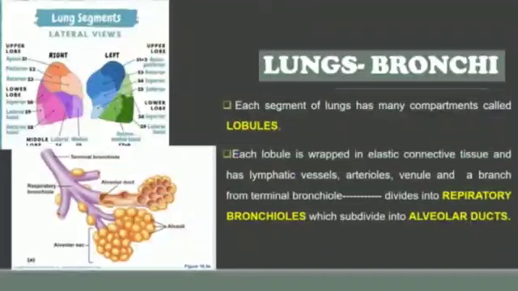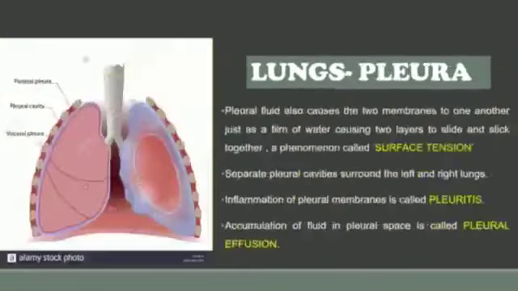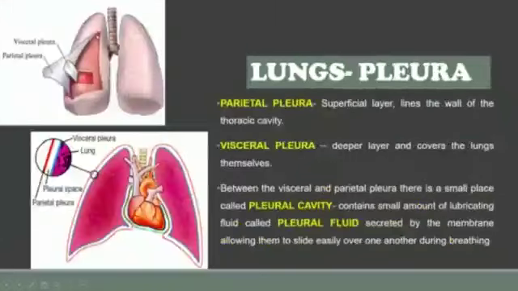So this is about the lungs. I would like to do a very quick review of whatever we have learned. Lungs are paired cone-shaped organs present in the thoracic cavity, and they are separated from each other by the heart and the other structures of the mediastinum. Each lung is covered by two serous membranes called pleura. The outer membrane is called parietal pleura, which lines the thoracic cavity, and the inner membrane is called visceral pleura, which comes in direct contact with the lung tissue.